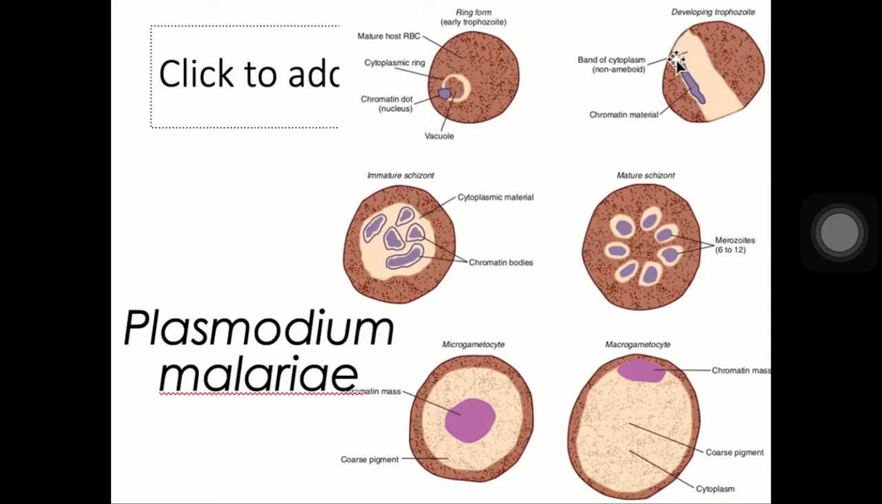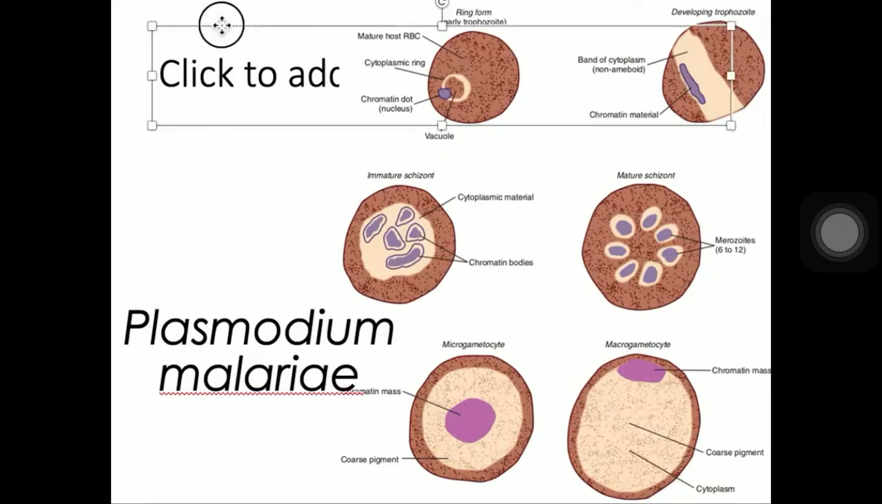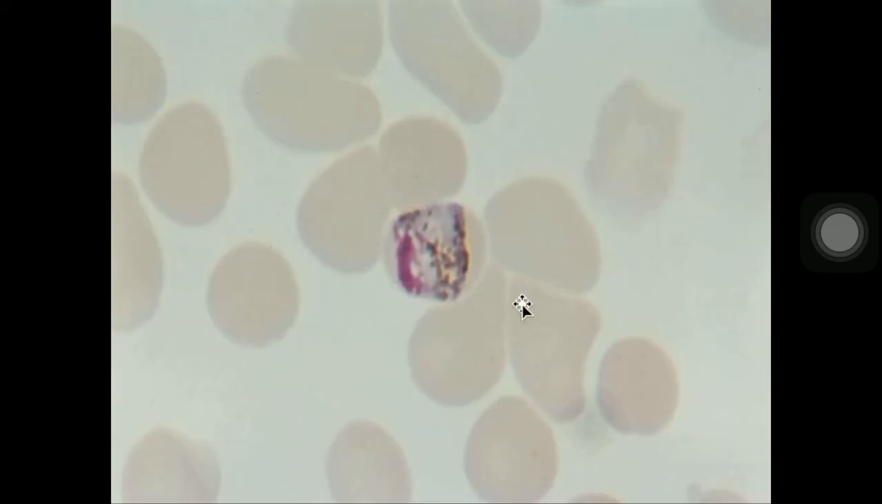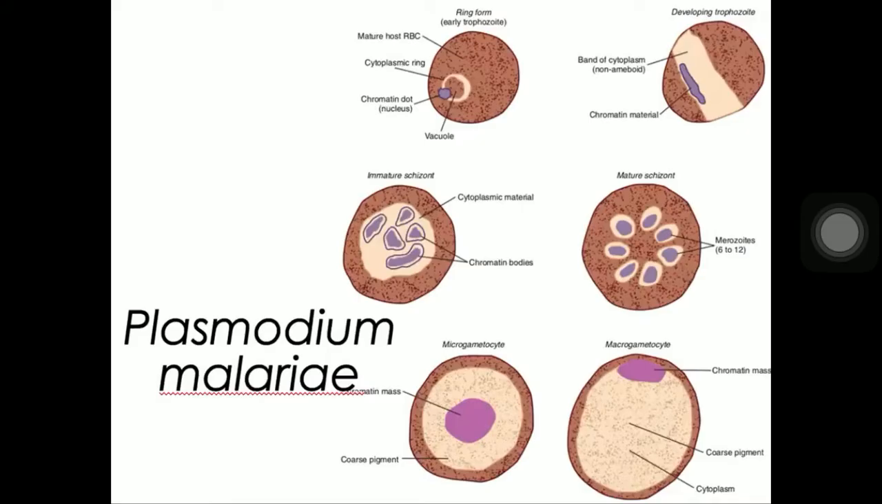Tapos meron po siyang presence ng band trophozoite. So that's somewhat unique to your Plasmodium malariae, no? Kasi as you can see here sa first image kanina, this one is an example of a band trophozoite of Plasmodium malariae. Again, Plasmodium malariae band form trophozoite, no? So meron po siyang band trophozoite here.